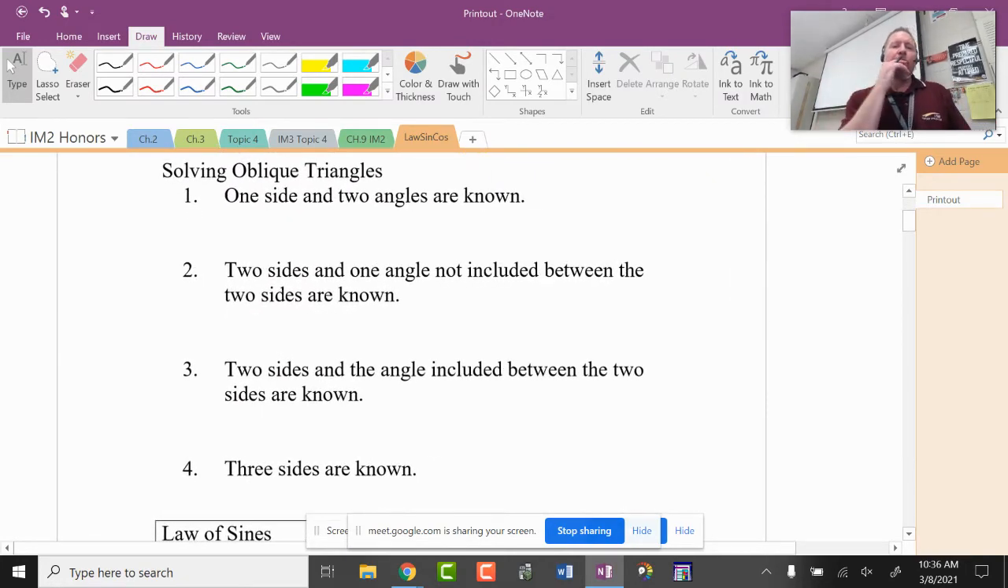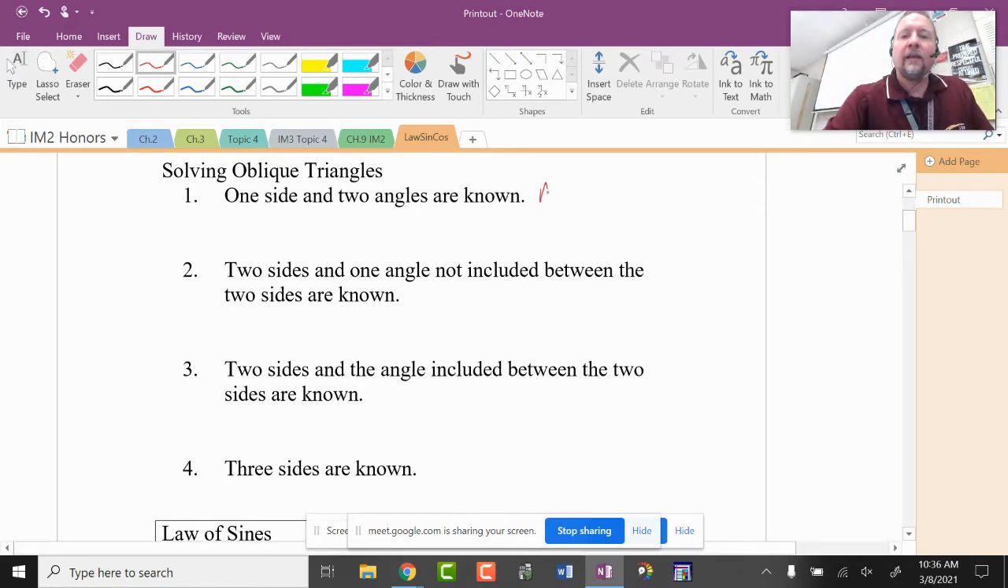For solving oblique triangles, there are certain conditions you better be aware of. And they'll be obvious. At the end of the notes today, I'll tell you why the law of sines doesn't work in some cases. Well, this one it does. When one side and 2 angles are known.